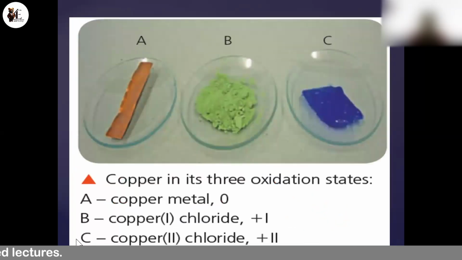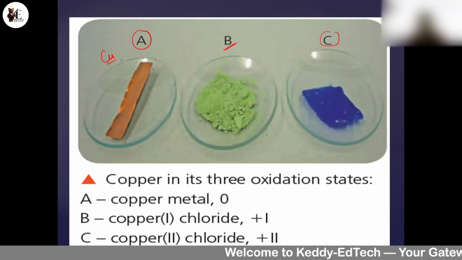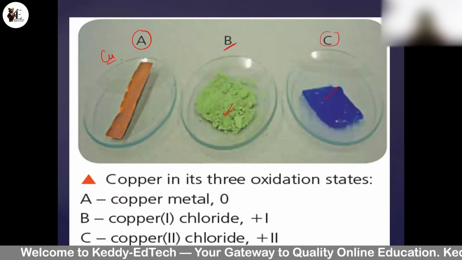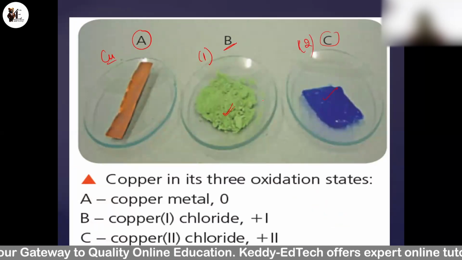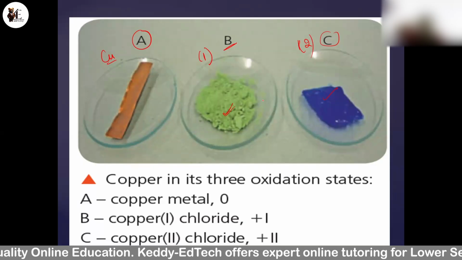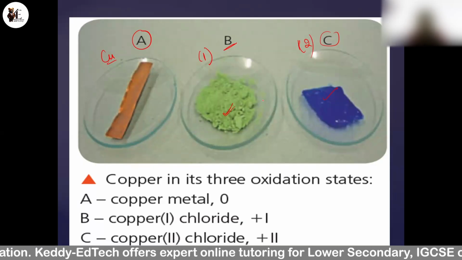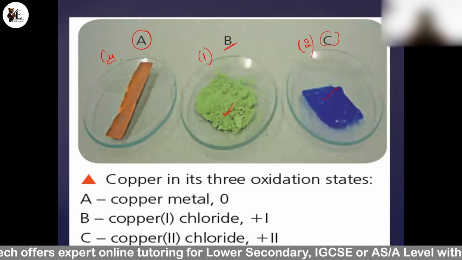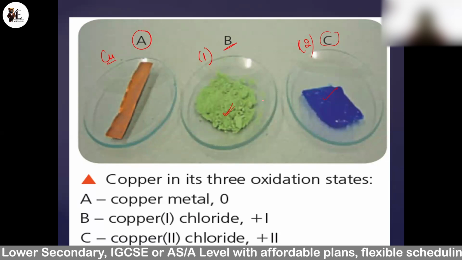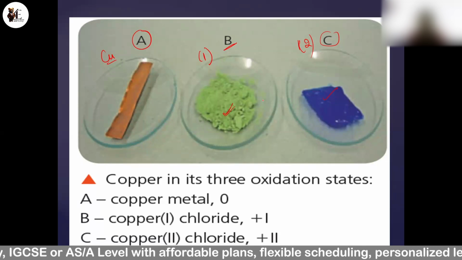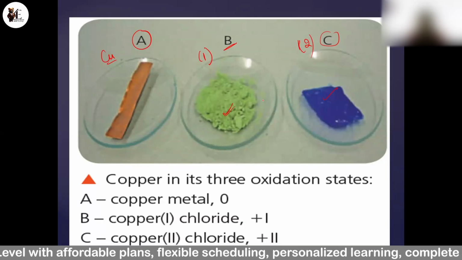Okay, so here also you can see that they all are copper. A is copper metal, but B is copper chloride, and C is also copper chloride, but one is green in color and the other is blue. So what is the difference between them? In the first part, copper is present in the +1 oxidation state, and in the C part, copper is present in the +2 oxidation state. So you can see how oxidation states can differ and how the compounds differ because of the differing oxidation states. If it is +1, then the compound is green, and if it is +2, then it is blue. And if it is neutral copper metal, then it is brown in color.